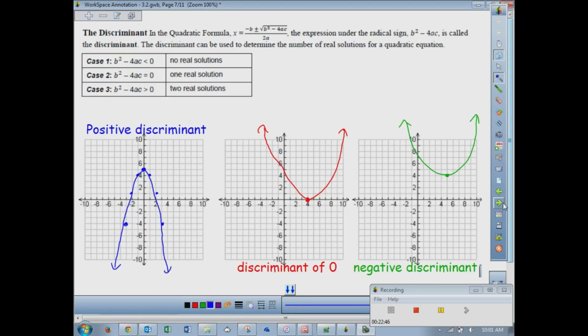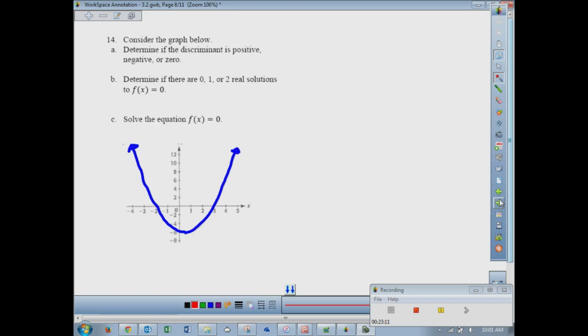There's our discriminant information again real quick. If you have a positive discriminant, a parabola will cross the x-axis in two places. This isn't on your sheet, just showing you stuff. If the discriminant is 0, the parabola only crosses the x-axis at one place, at the vertex. And if you have a negative discriminant, that parabola never crosses the x-axis at all because it got shifted up or shifted down. So, consider the graph below, which you have.